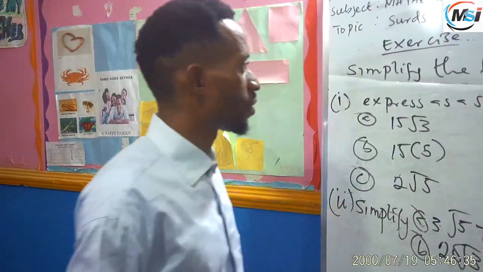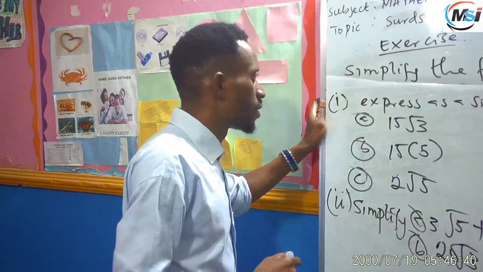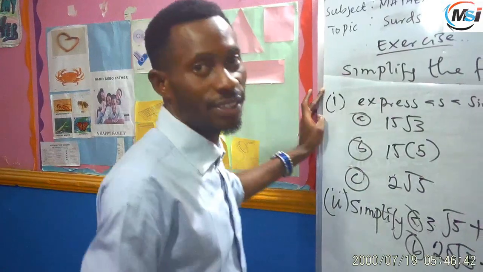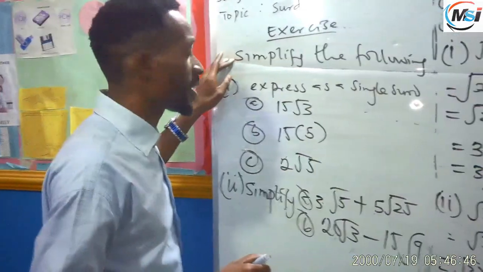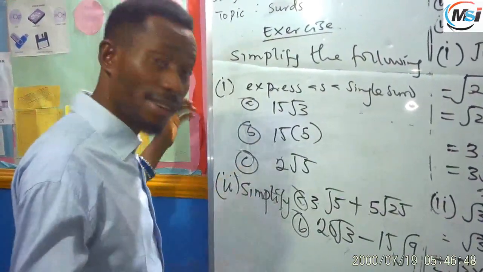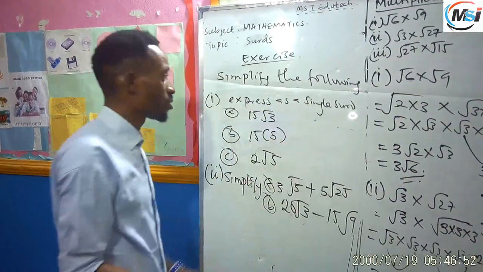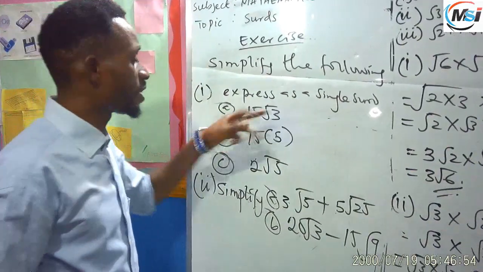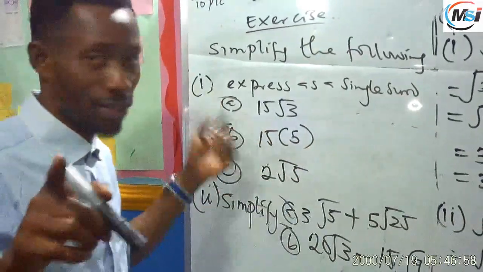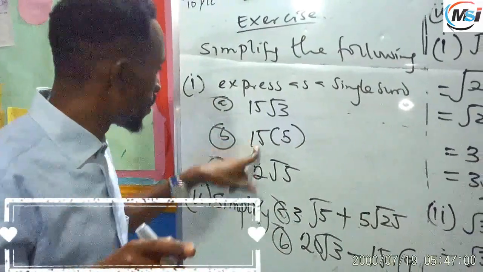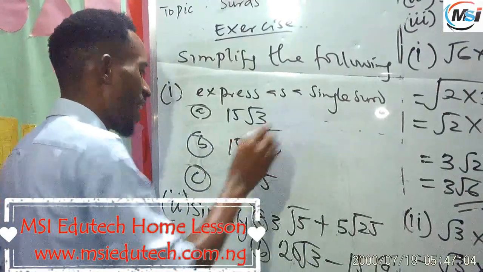So based on what you have learned today, I'm going to give you some fun so you can enjoy yourself when you get home. Simplify the following. It's very simple. Express as a single surd: 15 root 3. I know you know that. But don't copy my work. 15 root 5.